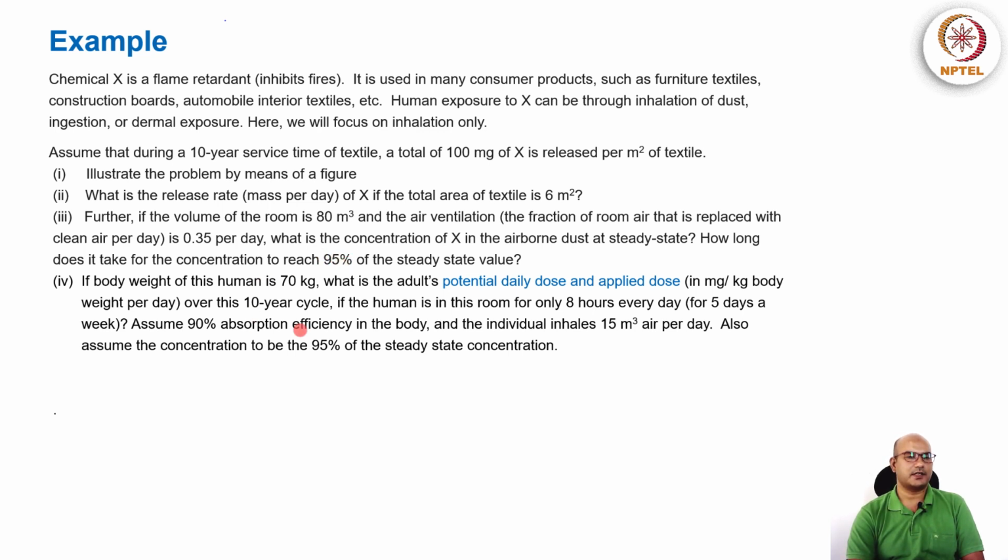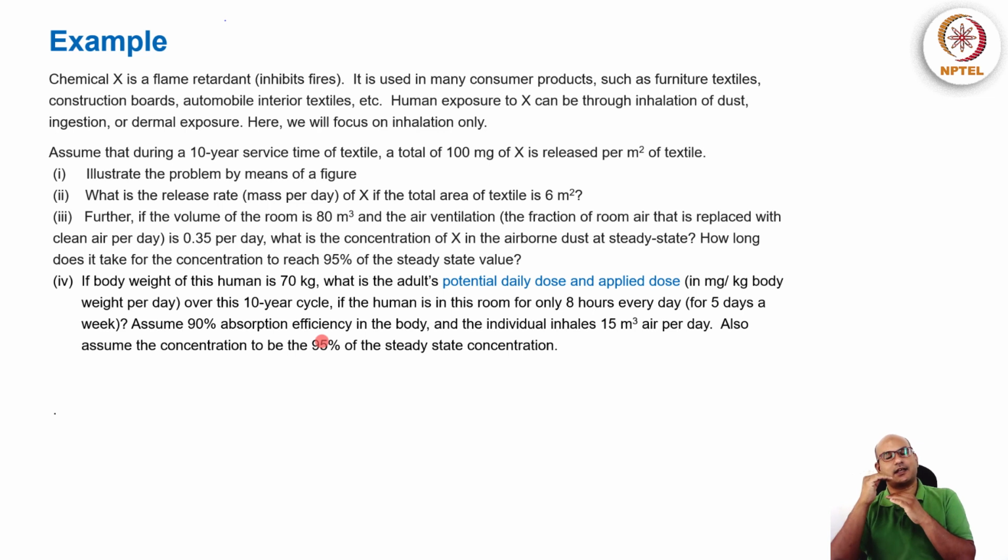Then if there is a human in this room, what is the human's potential daily dose and the applied dose averaged over the 10-year cycle? We have been told that the person only goes to this place 8 hours per day for 5 days a week. The absorption of X is 90% and the individual inhales 50 meter cube per year. We have to assume that the concentration being inhaled by the human is 95% of steady state concentration.